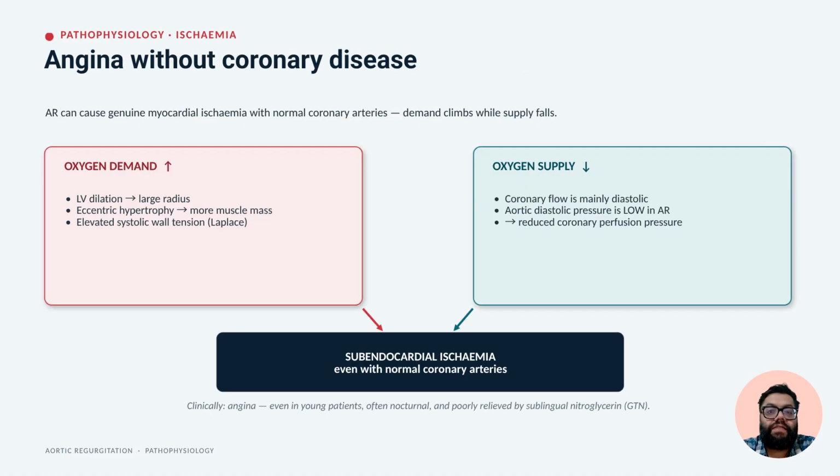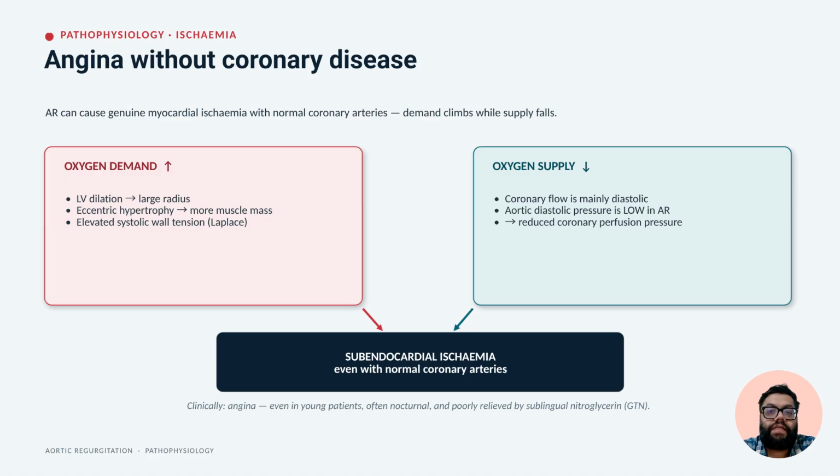Here is a fact that surprises patients and juniors alike. Someone with severe AR can have crushing angina and pristine coronary arteries. The slide shows why as a tug of war. On the demand side, in crimson, everything is pushing oxygen consumption up. The ventricle is large, so wall radius is big. It is thick with eccentric hypertrophy, so there is more muscle to feed. And Laplace means the wall tension it must generate is high.